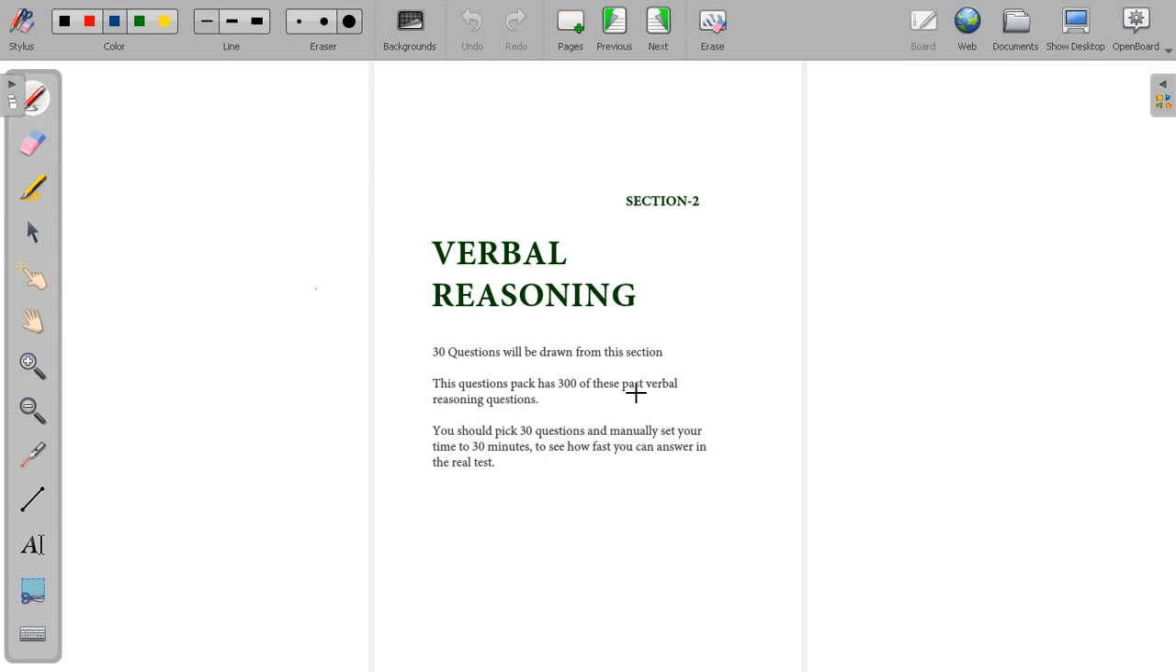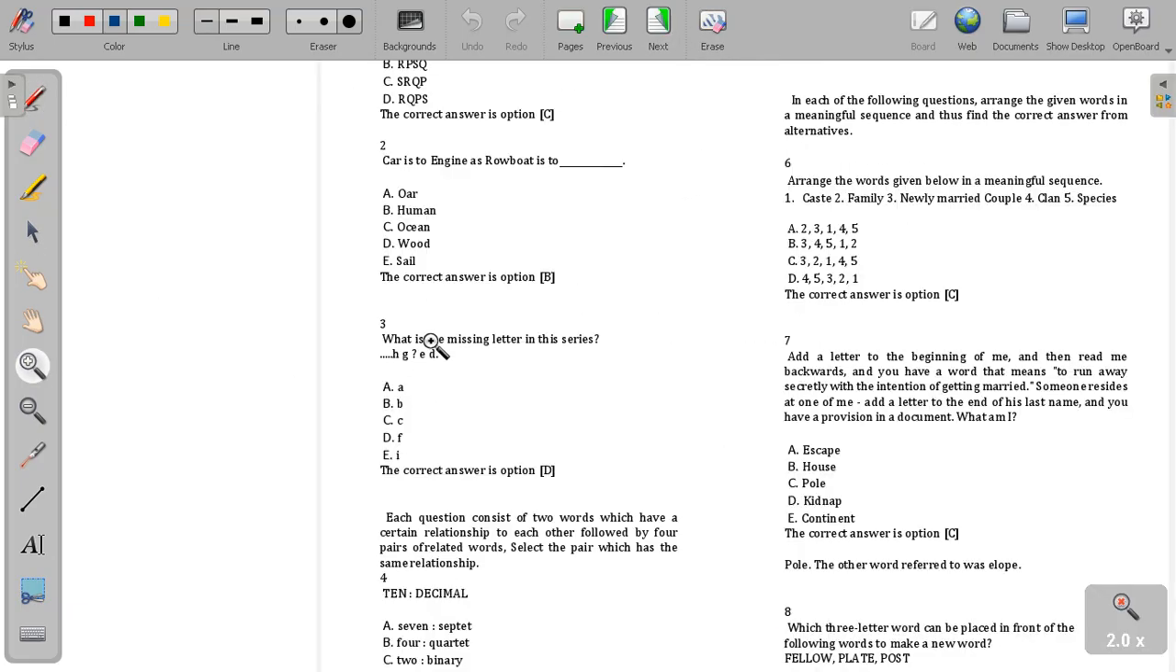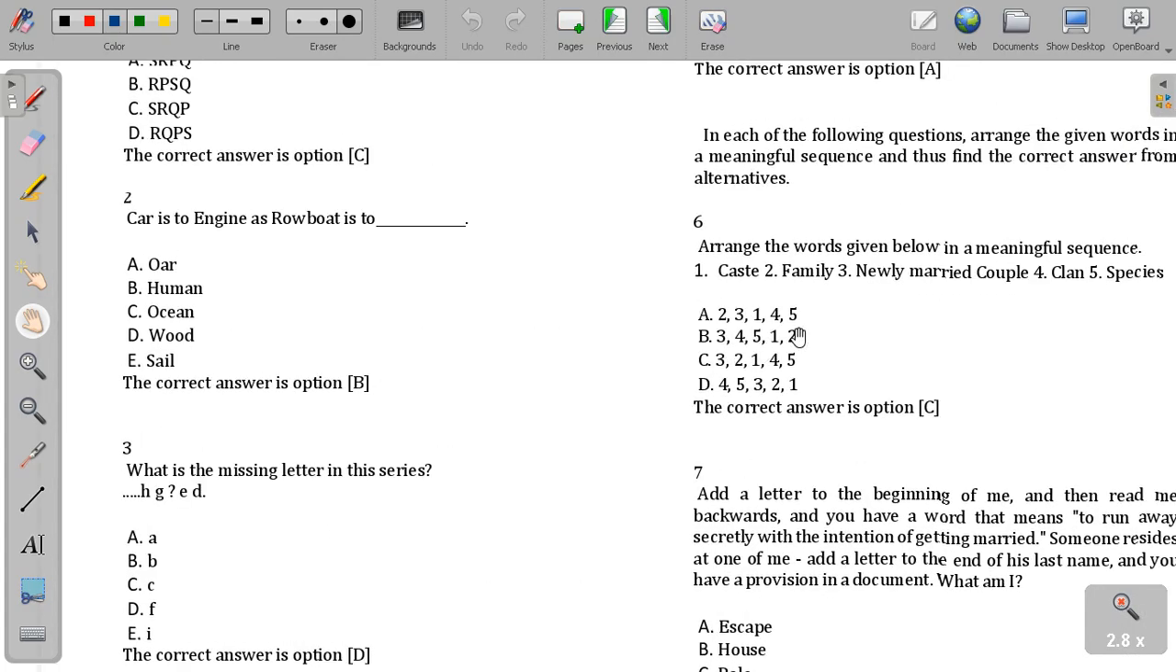Okay, 300 past verbal reasoning questions. You should pick 30 questions and manually set your... Okay, let's see how the question looks. Let me zoom it. You see, it's not like English like this. It's just like something that we've done. You remember something like this now.